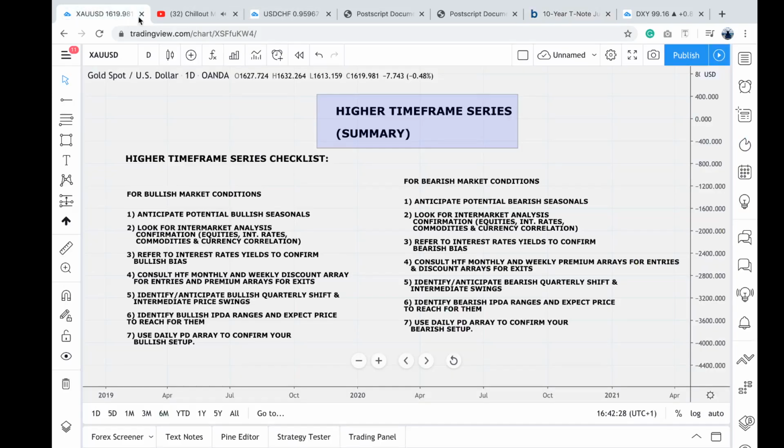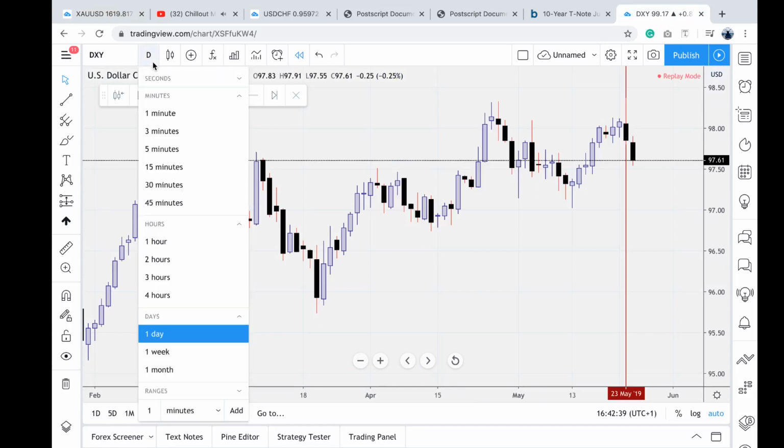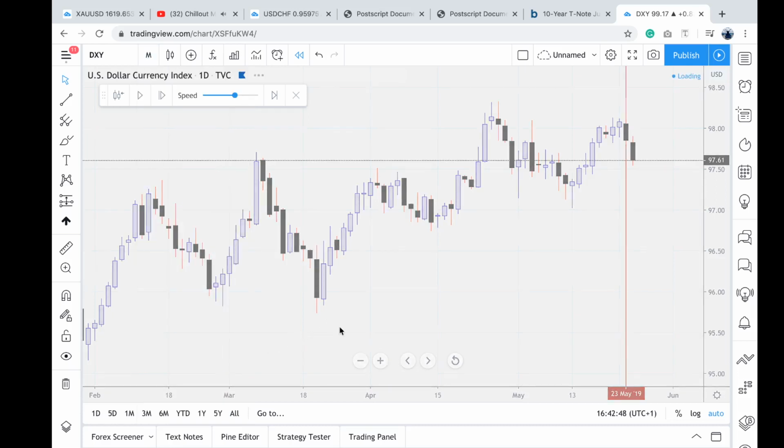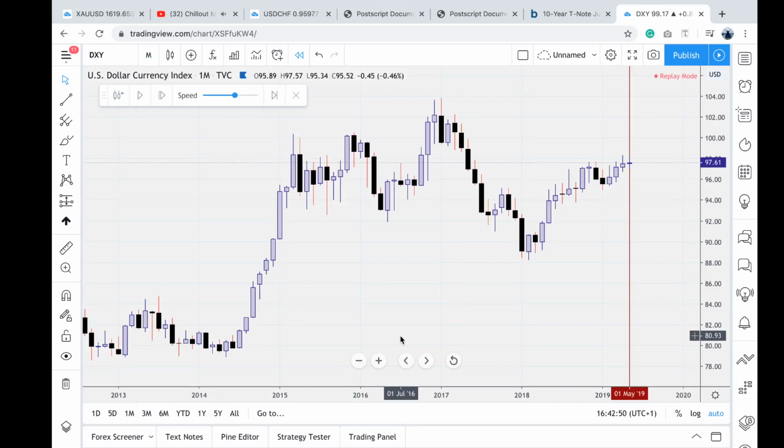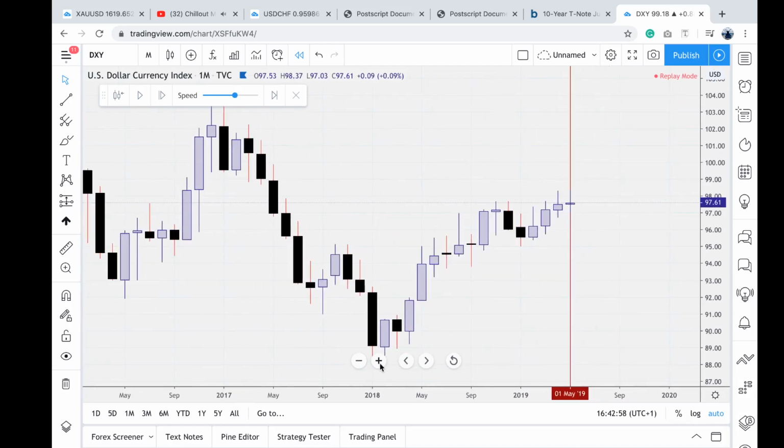Okay, so what we then look for is number 4. We want to consult a higher time frame, monthly and weekly, premium arrays for entries and discount arrays for exits. So what we look at now is the DXY, since the DXY basically is the major influence on USD CHF. So we want to look at the monthly and then the weekly arrays to identify levels where the DXY can drop from. All right, so let's do this. This is a monthly time frame.